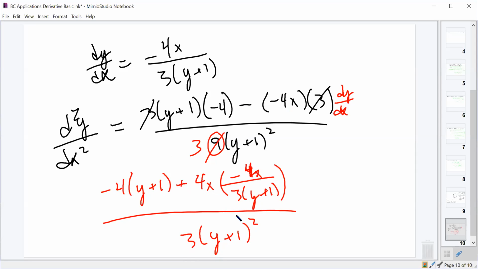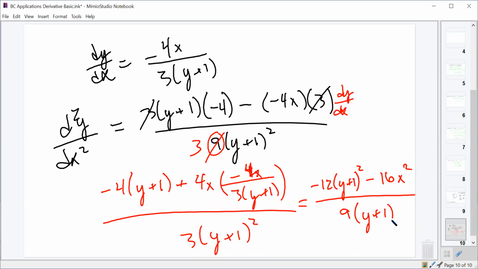If you want to get a common denominator here of 3 times (y plus 1), you can, and then drop that down here and make it 9 times (y plus 1) cubed. That's fine, but you don't have to do that. If you chose to do that, you'd end up with negative 12 times (y plus 1) squared minus 16x squared, all over 9 times (y plus 1) to the third. Good or no?